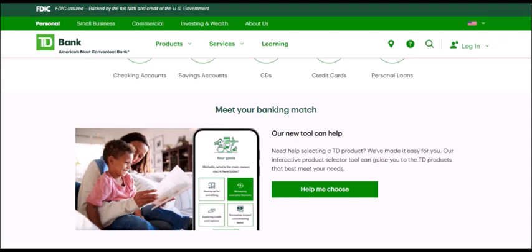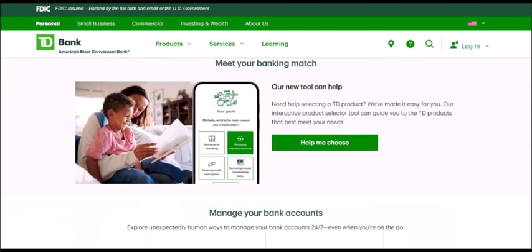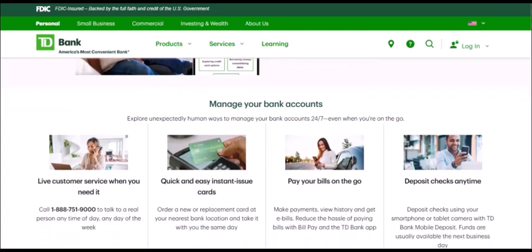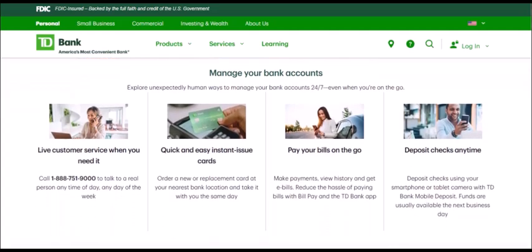For TD Bank, US, the primary SWIFT code you'll need is NRTHUS33. That's NRTHUS33. This code is used for all international incoming wire transfers to TD Bank accounts within the United States. It identifies TD Bank as the recipient institution in the U.S. banking system.